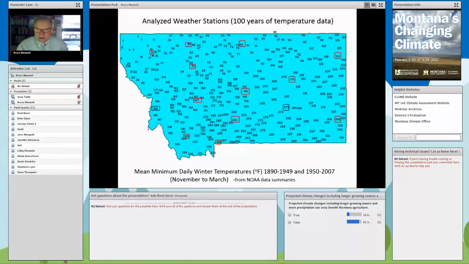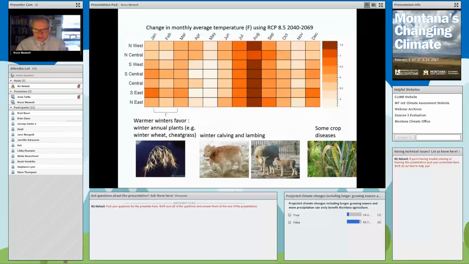So changes in monthly average temperature, as we saw in the previous graph: how does that affect some of the other agricultural operations? Well, warmer winters certainly favor a number of things: winter annual plants, winter wheat, but also one of the primary weeds of winter wheat, which is cheatgrass. And as we know, cheatgrass is not just restricted to winter wheat, but is a problem on rangelands as well. Winter calving and lambing: warmer winters can certainly improve the possibility to do more of our calving and lambing in the winter, which has some advantages.